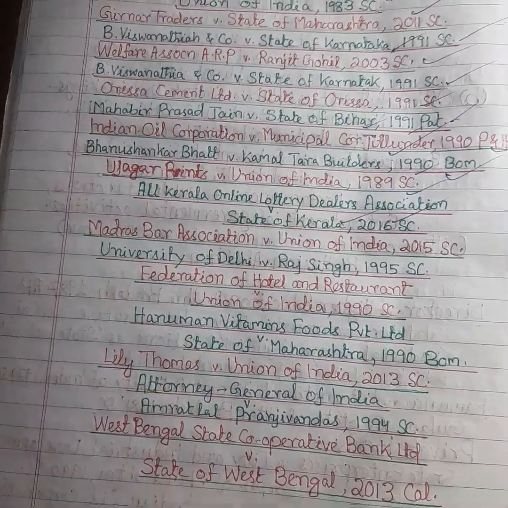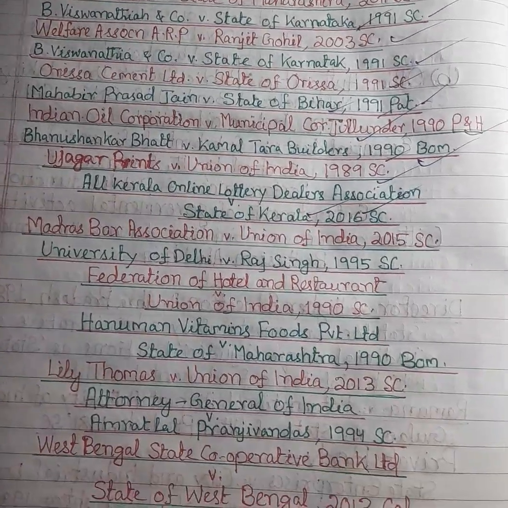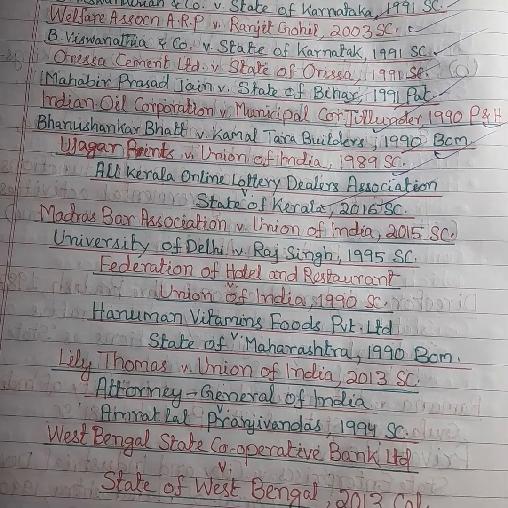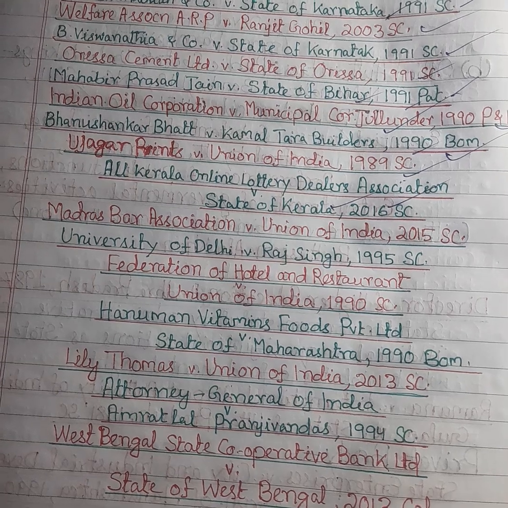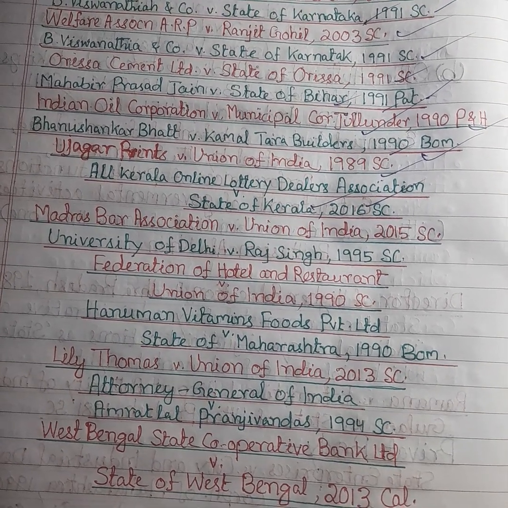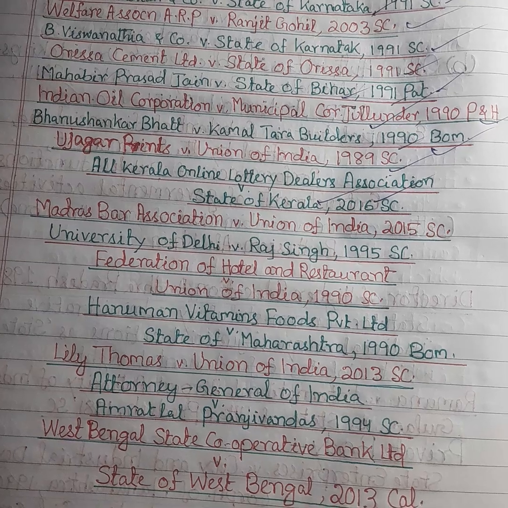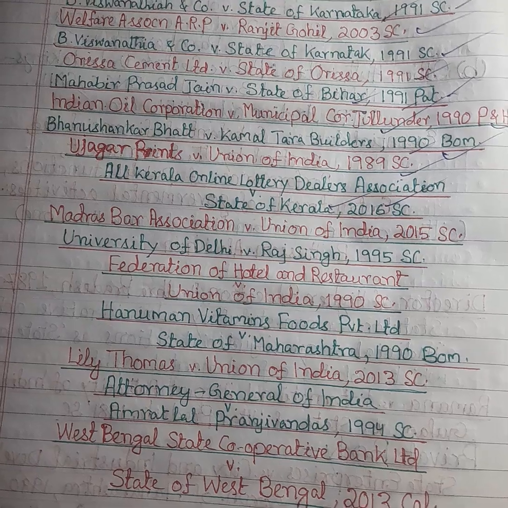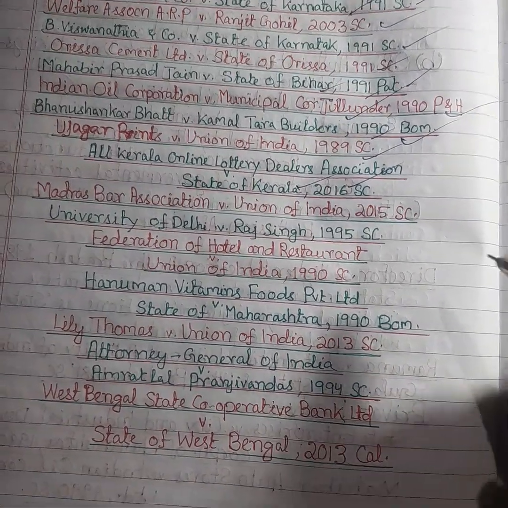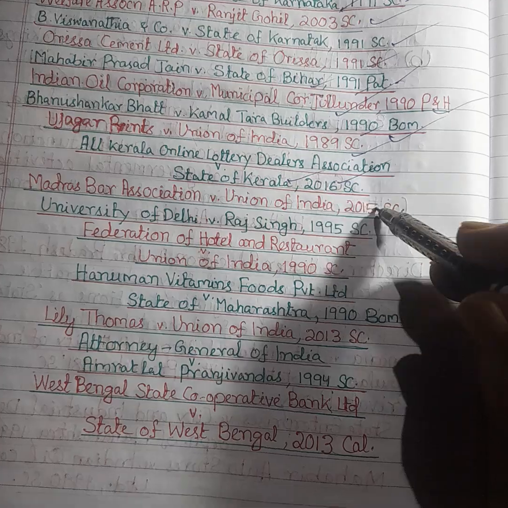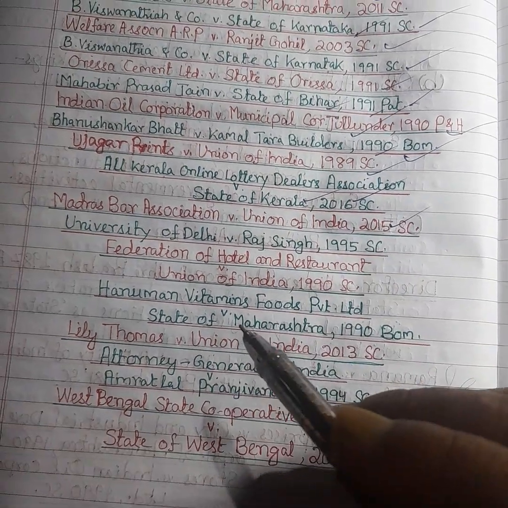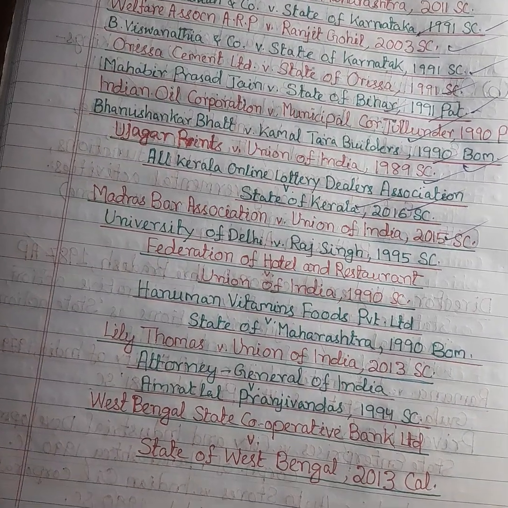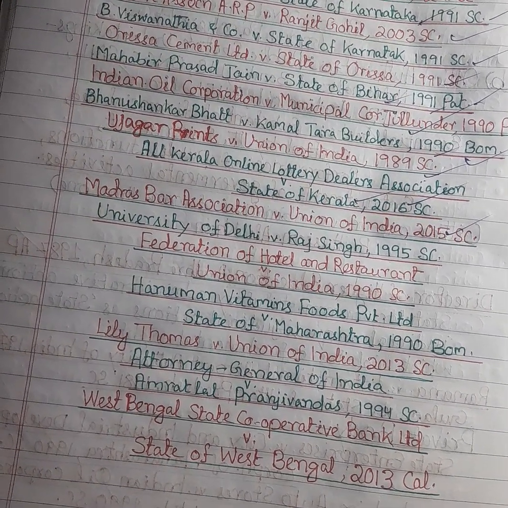So, this is one of the most important pronouncements of the Supreme Court made on the very doctrine of pith and substance in this important leading case, All Kerala Online Lottery Dealers Association versus State of Kerala. And now we will go to another important ruling of Supreme Court in 2015 in the leading case Madras Bar Association versus Union of India.